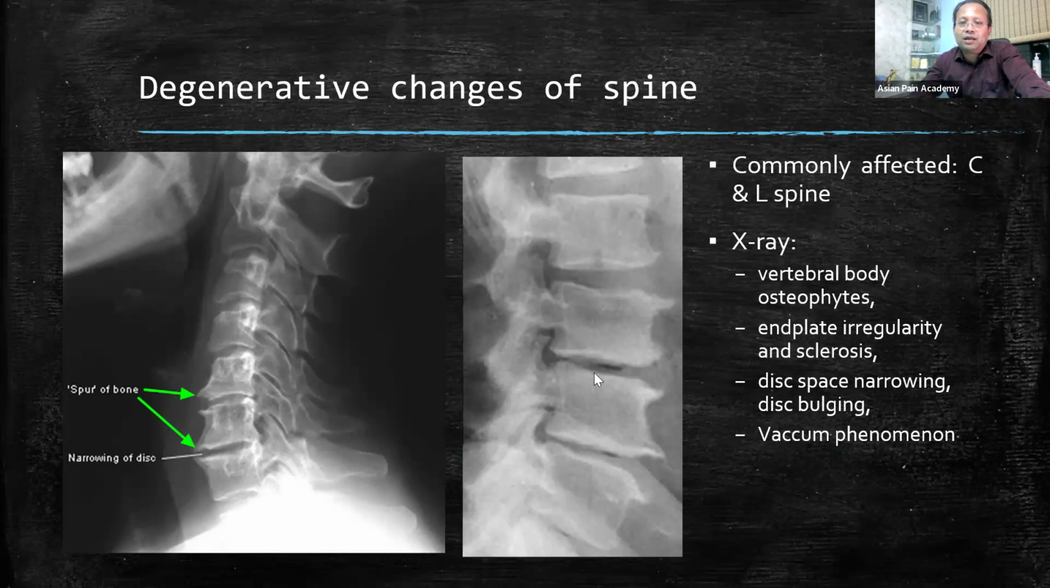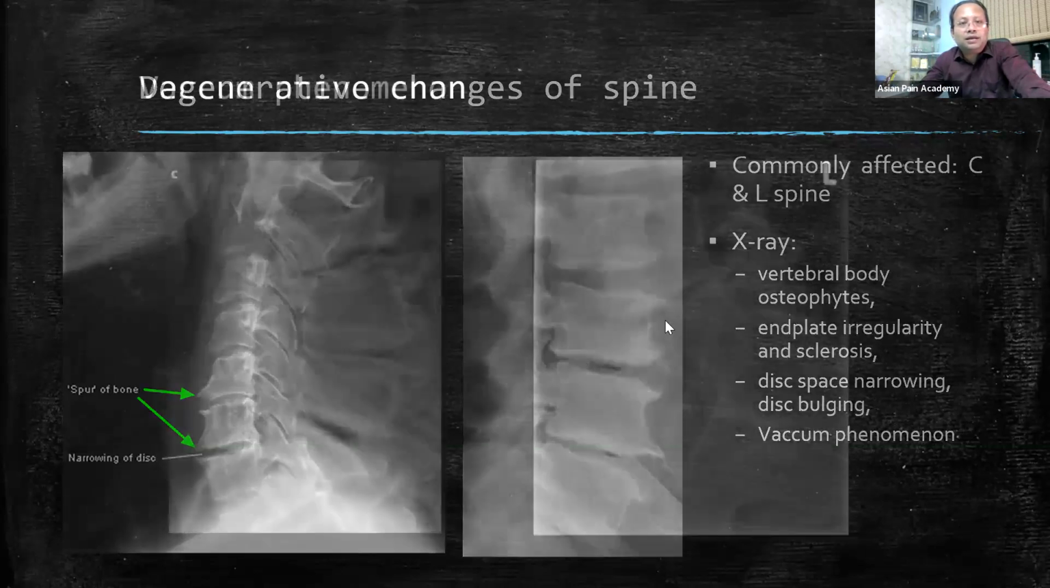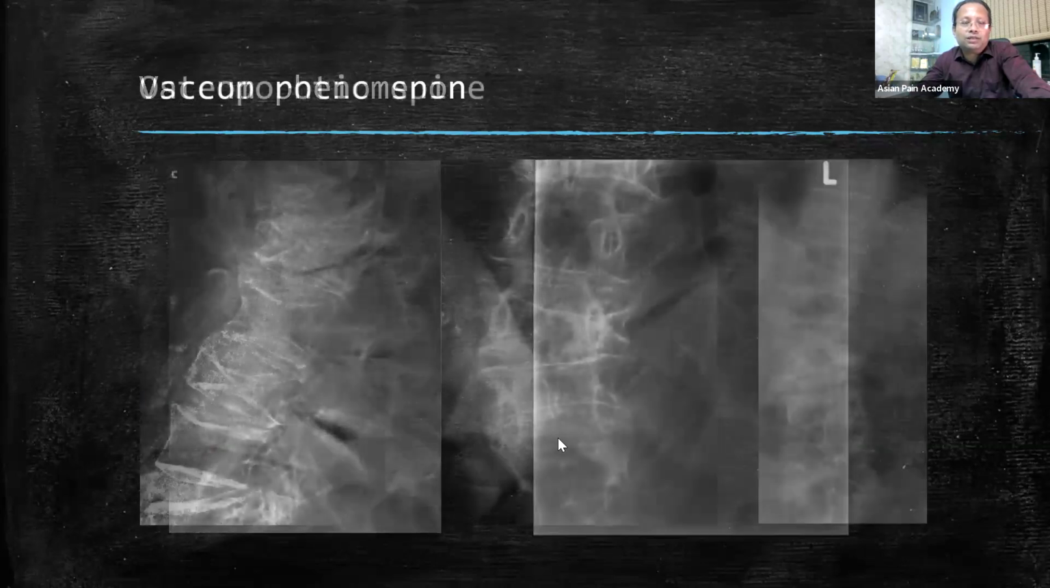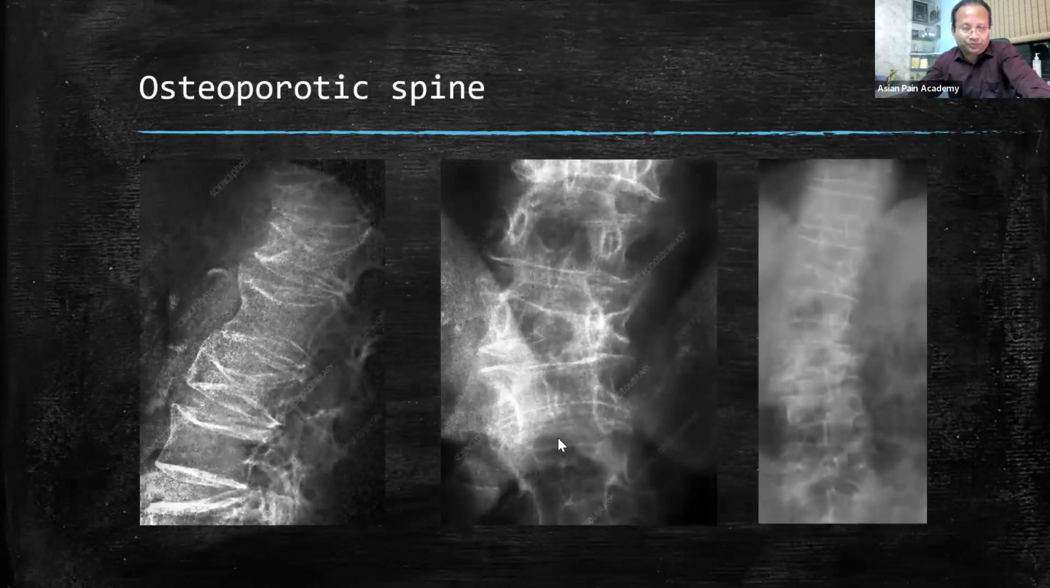What is vacuum phenomenon? You can see some air inside the disc part. So this is the disc part. Here you can see this black shadow, this completely black shadow. This is the air. So these all are indicative of degenerative changes. Okay. So A and B is seen. So this is the vacuum phenomenon. So whenever we are seeing the lumbar spine, we will see these two things.